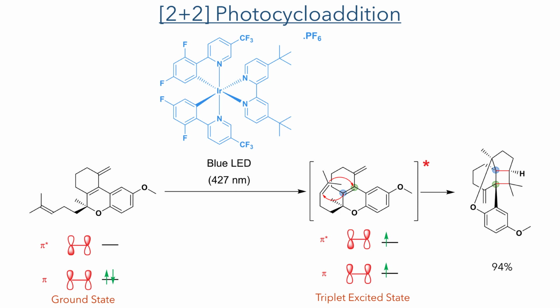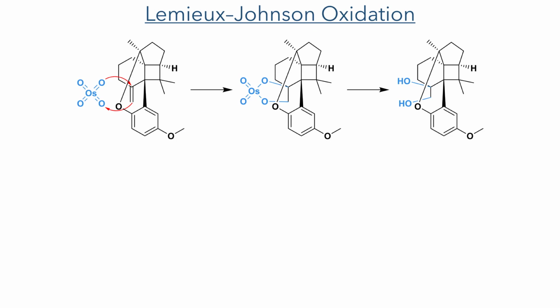This energy transfer promotes one of the electrons from the HOMO into the LUMO together with a change in parity, forming the triplet excited state. In this excited state, the alkene reacts like a diradical and undergoes the 2+2 cycloaddition, forming the cyclobutane ring in a 94% yield. With the polycyclic framework now complete, the authors set about installing the alpha-beta unsaturated aldehyde.